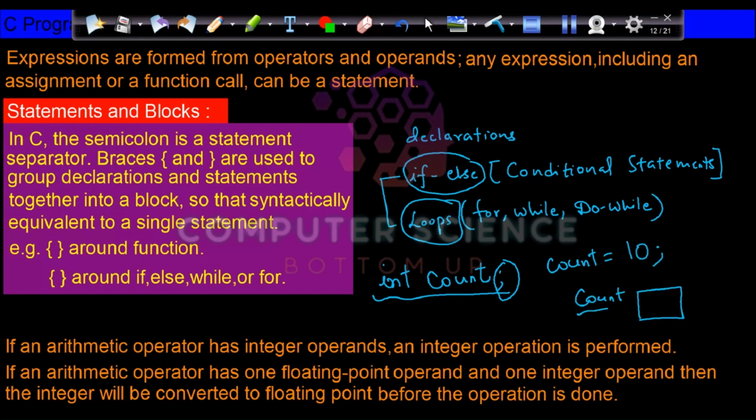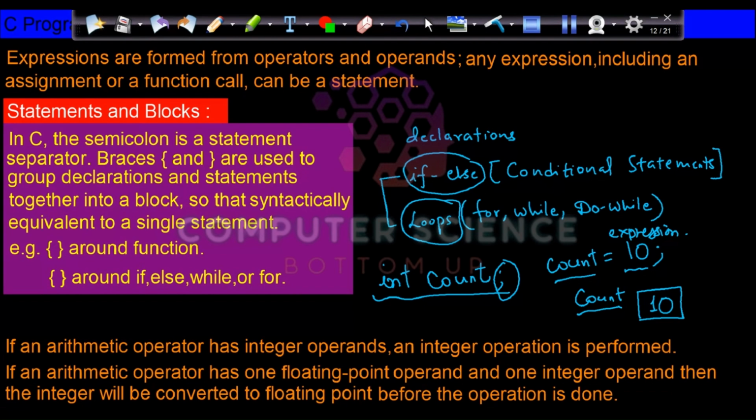This count is a name that is given to some memory location. So at that memory location, it will store 10. But you are not only assigning a constant, meaning directly an immediate value, to a variable. Many times you have to assign a value to a variable with an expression. That expression evaluates to a value.